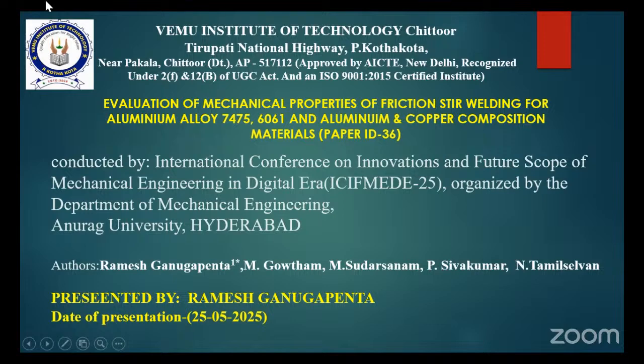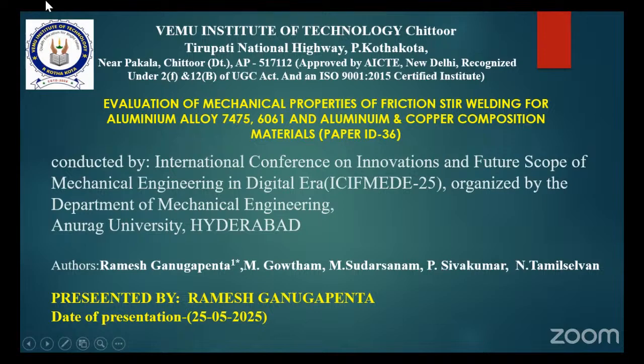We found the ultimate tensile strength. The dimensions of the specimen are length 130 mm, breadth 15 mm, and thickness 5 mm. For the aluminum 7475 alloy from the universal testing machine, the breaking load is 6.8 kilonewtons and the cross sectional area is 15 into 5, which is 75 mm square. Tensile strength equals breaking load divided by cross sectional area, which gives an ultimate tensile strength of 91.733 Newton per mm square.